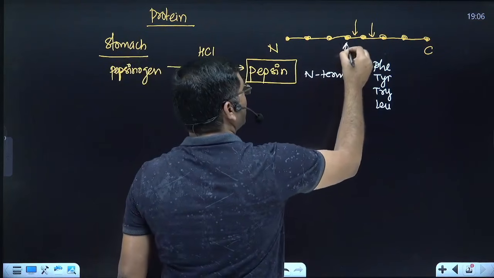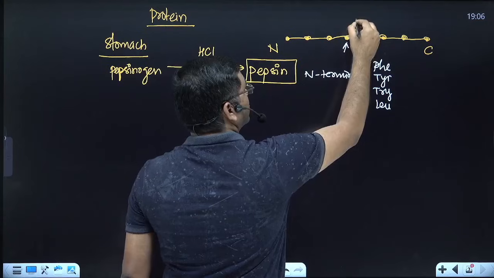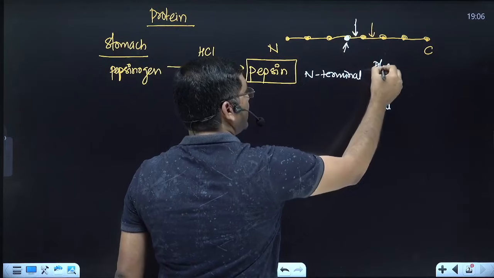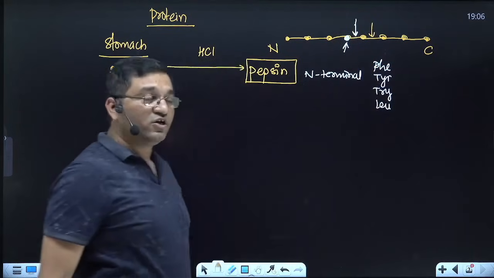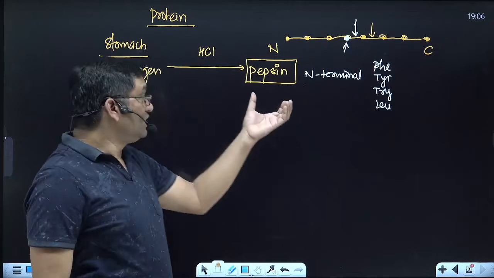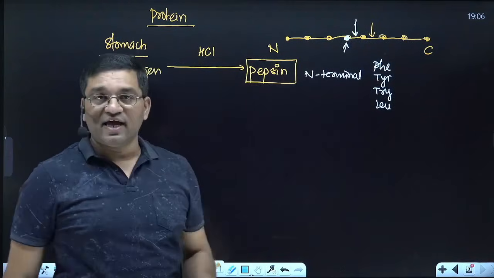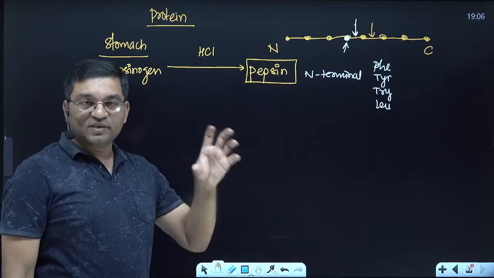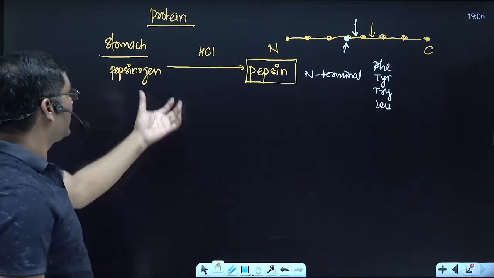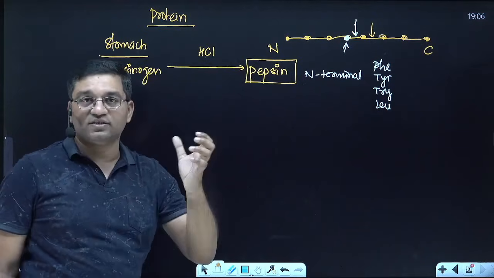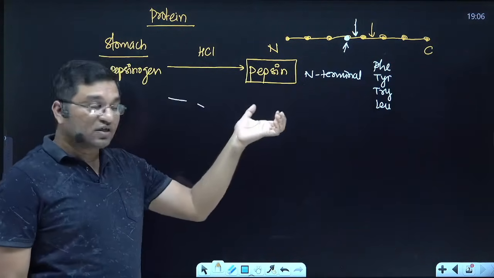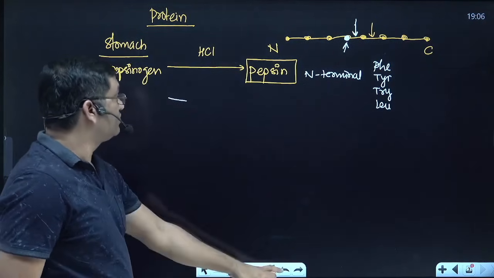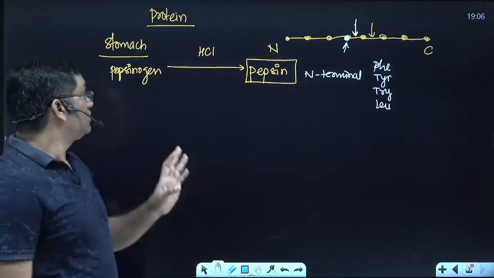This is the N-terminal amino acid. It acts on the peptide bond formed by the N-terminal amino acid, N-terminal phenylalanine or tyrosine or tryptophan or leucine or some acidic amino acid. On that peptide linkage, pepsin will act. It is active at acidic pH, which is present in the stomach, and activated by the HCl. Also autocatalysis means pepsin itself causes the conversion of pepsinogen into pepsin. Got it? So this is in the stomach.